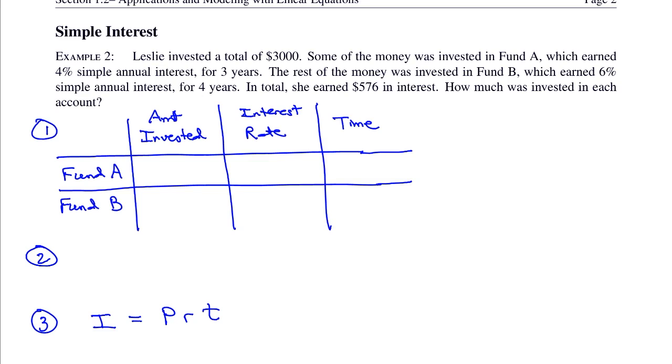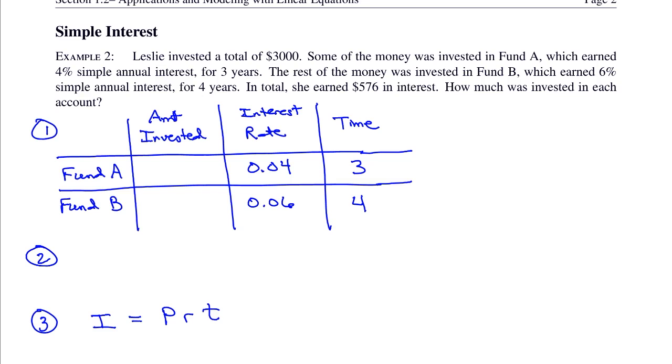Now, we need to fill in the parts of the table that we know. We know that Fund A had an interest rate of 4%. I have to write that as a decimal, so that's 0.04. And the money was invested in Fund A for 3 years. For Fund B, the money earned 6% interest. That's 0.06. And that was invested for 4 years as well.